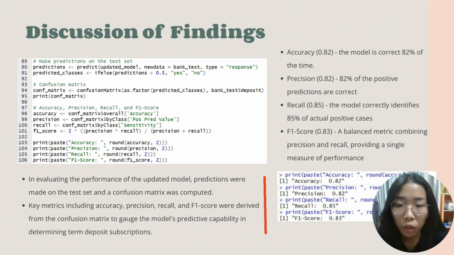In evaluating the model performance, we make predictions on the test set and compute a confusion matrix. An accuracy of 0.82 means that the model is correct 82% of the time. The precision of 0.82 means that 82% of the positive predictions are correct. A recall of 0.85 means that the model correctly identifies 85% of actual positive cases. And last, an F1 score of 0.83 is a balanced metric combining precision and recall.